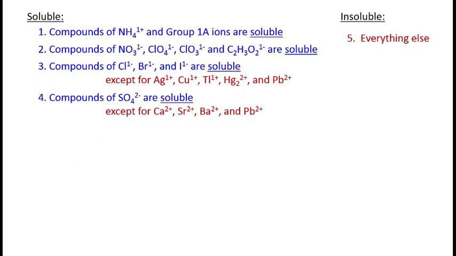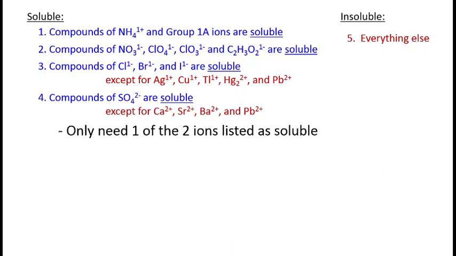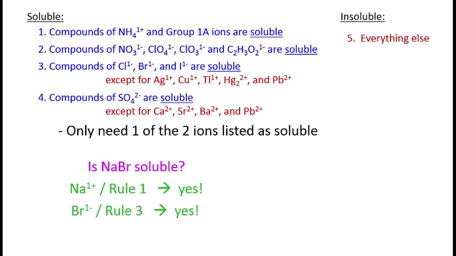Finally, you only need one of the 2 ions to be listed on the soluble list in rules 1 to 4 in order for the entire compound to be soluble. Let's see how these rules work with some examples. First, is NaBr soluble? When it dissolves, sodium ion is produced, so by rule 1 this compound is soluble. Bromide is also produced, and by rule 3 the compound would be soluble also. Remember, you only need one of the 2 ions to be on the soluble list.